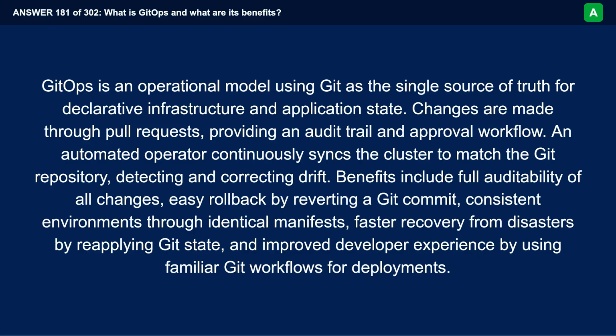Benefits include full auditability of all changes, easy rollback by reverting a Git commit, consistent environments through identical manifests, faster recovery from disasters by reapplying Git state, and improved developer experience by using familiar Git workflows for deployments.